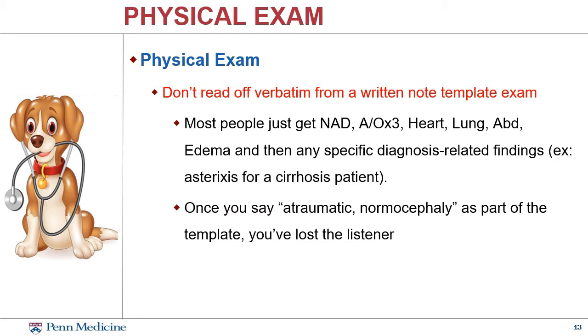So most people will get no acute distress, AOx3, your opinion on the heart sound. So for example, regular rate and rhythm, no murmurs, lungs clear to auscultation, abdomen soft, non-distended, non-tender, 1+ edema in the right leg, and then any specific diagnosis-related findings. So for example, if you have a cirrhosis patient, you may want to talk about asterixis. And again, if you start to list every part of the EPIC note template, you've already lost the listener at that point.